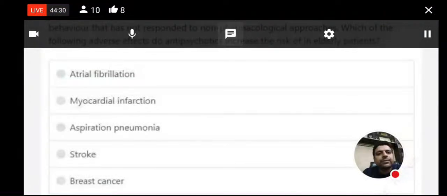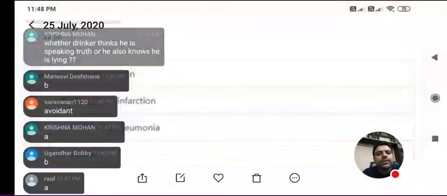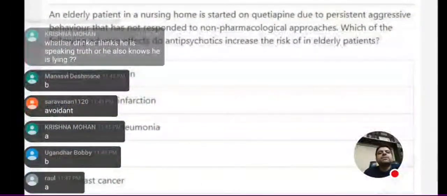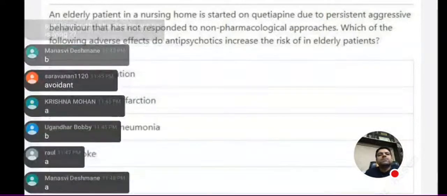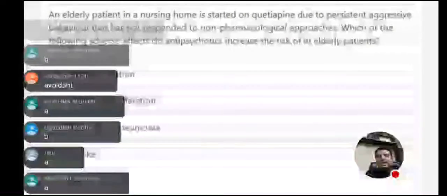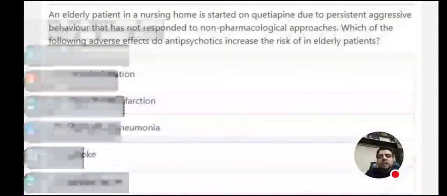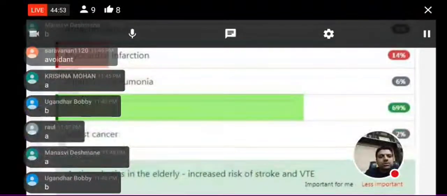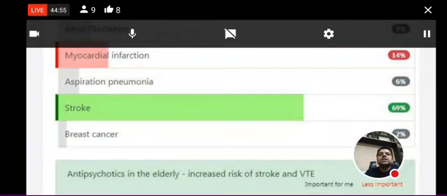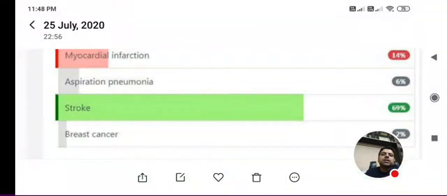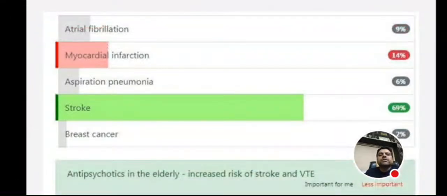Quetiapine. Elderly patient, nursing home, started quetiapine, persistent aggressive behavior that has not responded to pharmacological therapy. What adverse effect with antipsychotics? Manas B, Rahul, it's E. So the answer here is stroke. Antipsychotics in elderly increase risk of stroke.